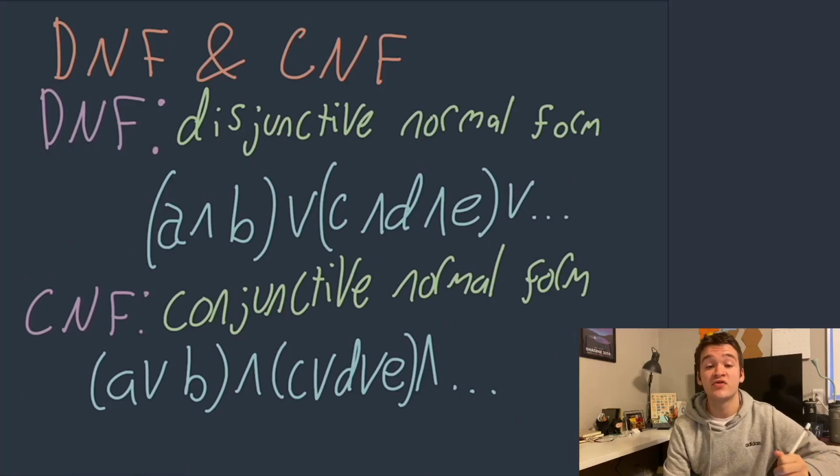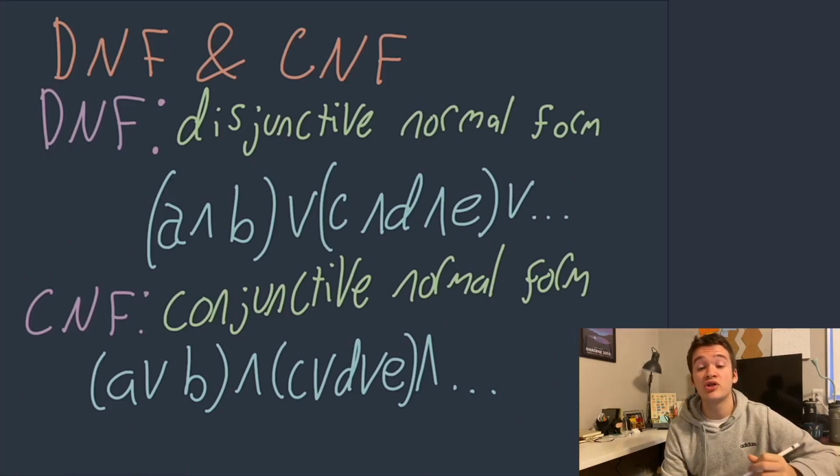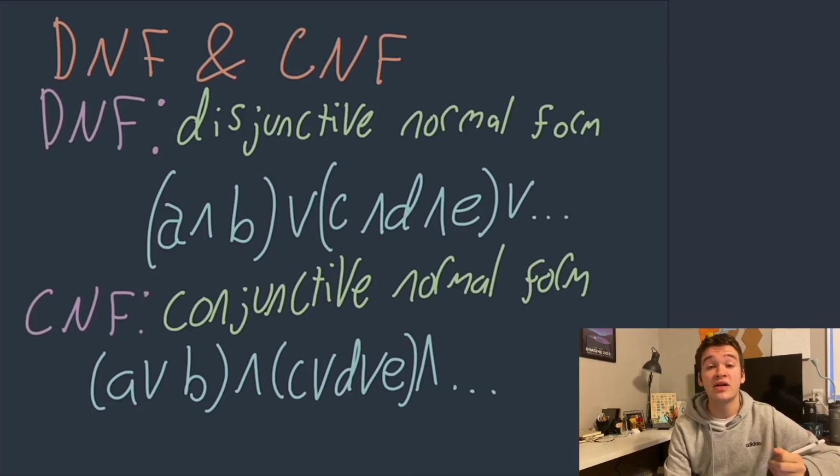So DNF stands for disjunctive normal form, and it is a bunch of and expressions that are combined by or expressions. And then CNF, on the other hand, is conjunctive normal form and is a bunch of or expressions which are combined by ands. So these two have the special features of both being in some sort of standard normal form, and also the guarantee that any single logical expression that exists will have equivalent expressions in DNF and CNF.